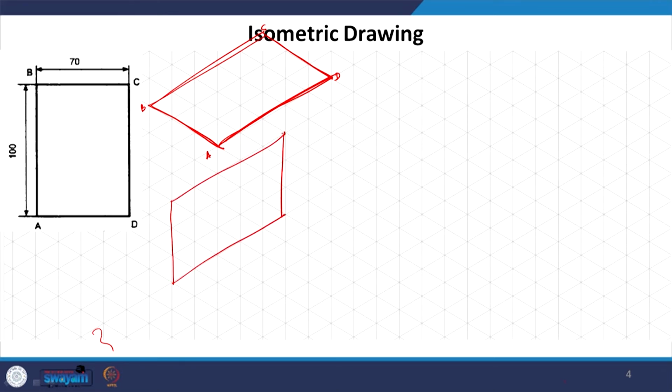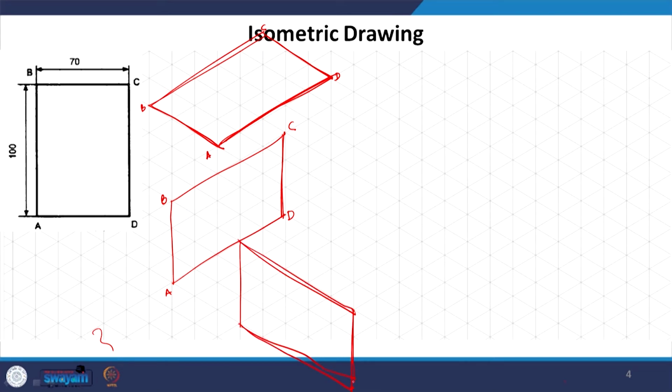right. Now, here it is going parallel to xz. The rectangle remains the same, the dimensions remain the same, we are just measuring them on the isometric grid. So, this is another simple case. The third case could be this. So, this is another one.